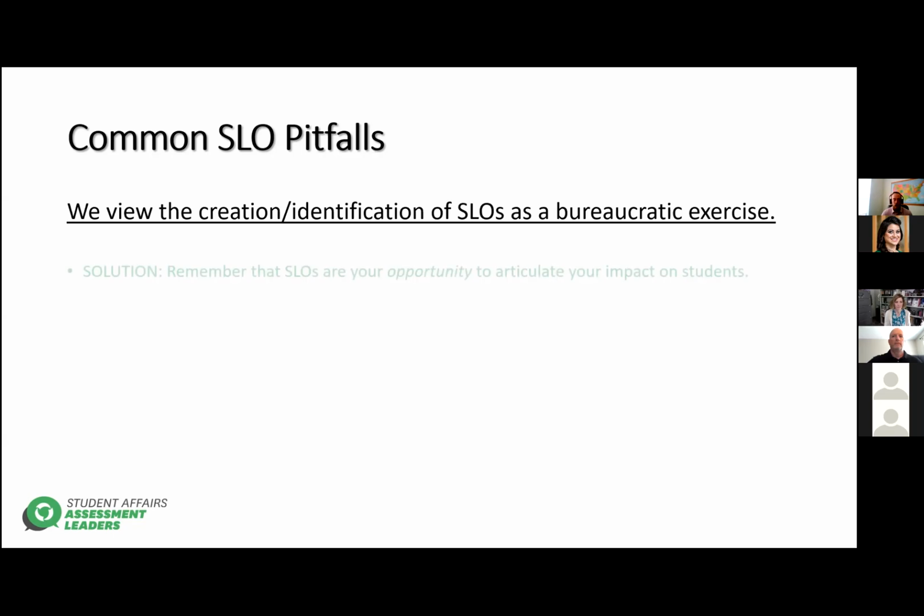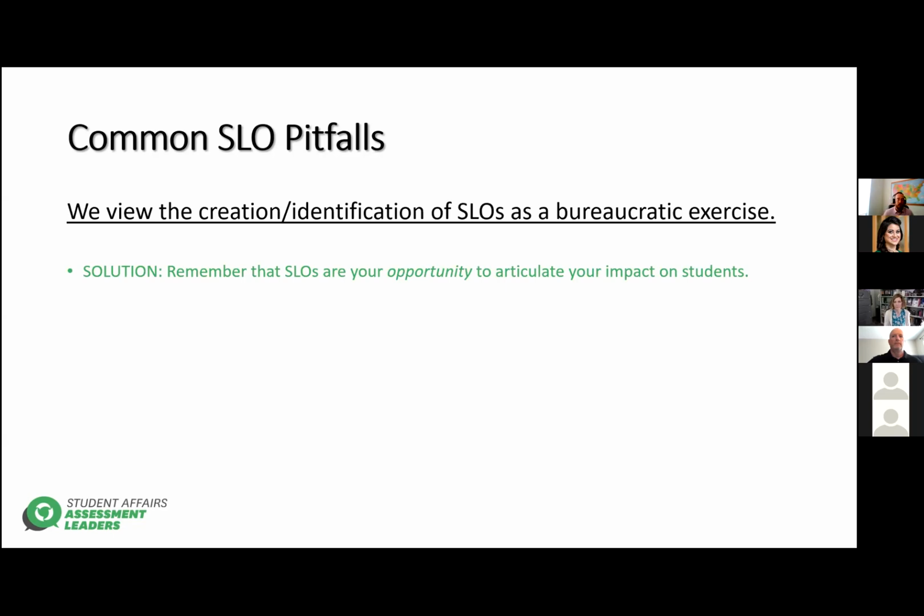What I think is a real solution here is to remember that, as I said, this is an opportunity to articulate your impact on students. Why is the experience that students are going to have with you different than what they could get from a peer institution or a different program or whatever it might be? And this is when you can adopt this sort of mindset about student learning outcomes as this sort of mission statement, if you will, about your impact on students. I think it can become really valuable and a much more, if I dare say, inspiring exercise.